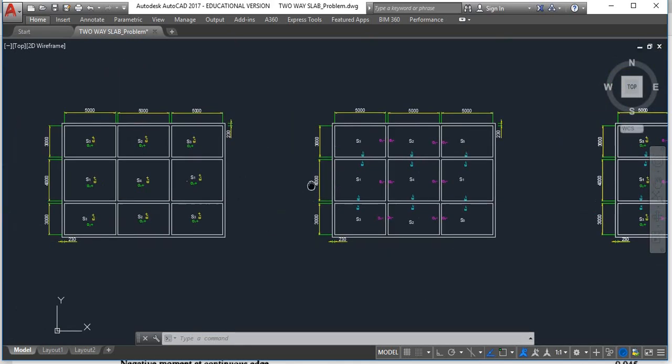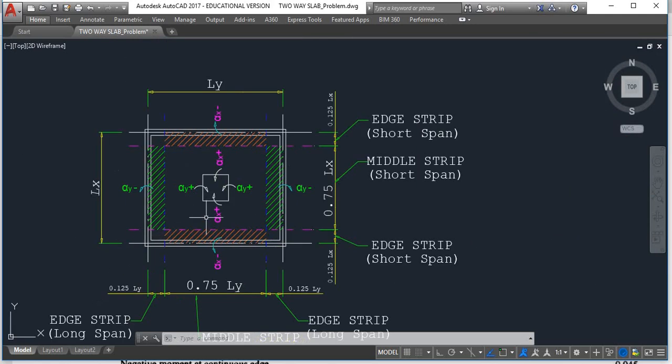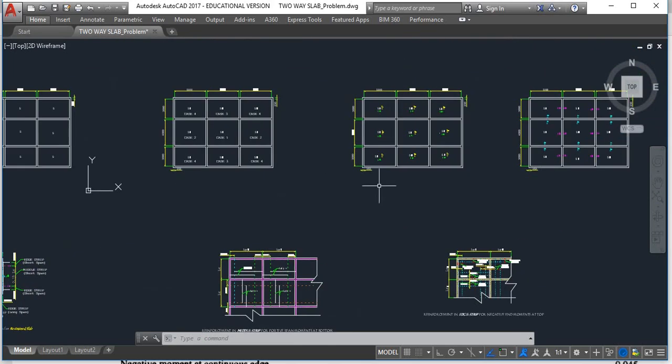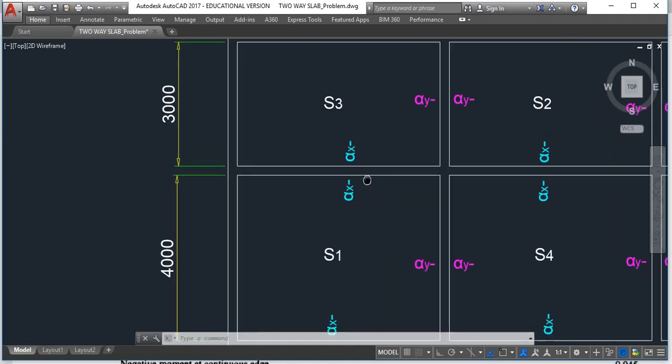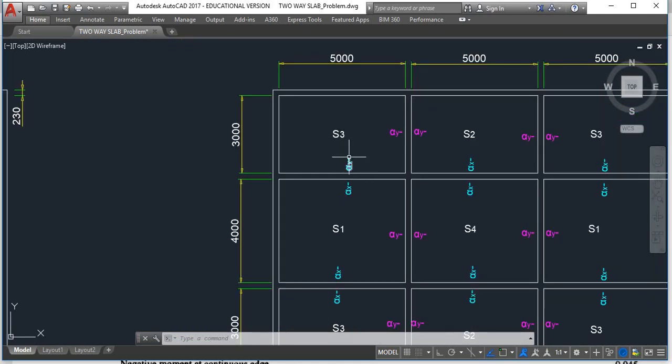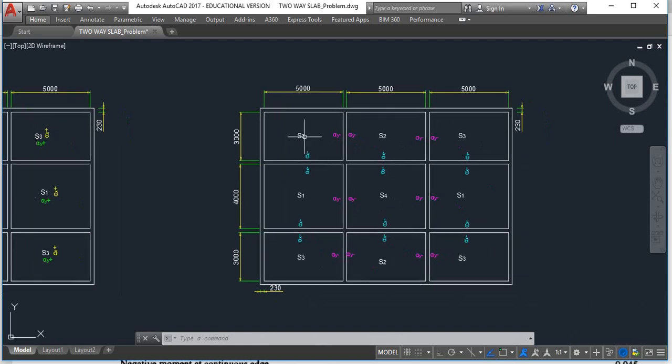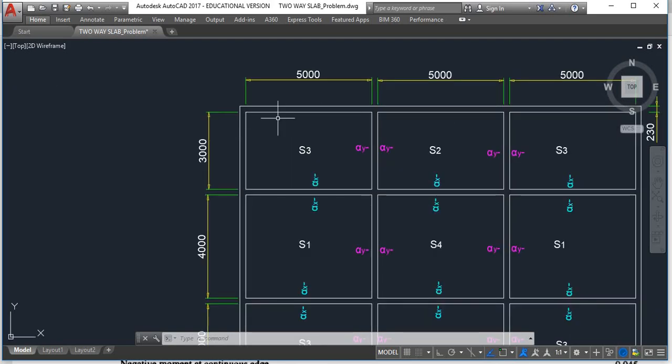For that, again we will go back to this diagram, wherein we understand sagging bending moment of long span induces negative bending moment in short span, whereas sagging bending of short span induces negative bending moment in longer span. So if we can follow this, we can find negative bending moments and their orientations. Remember, negative bending moments will occur only at the continuous edges. So if these two are the discontinuous edges, there is no negative bending moment occurring.